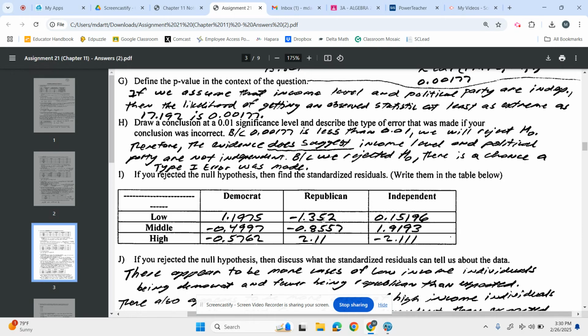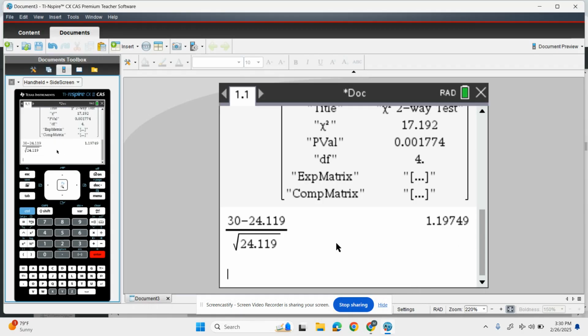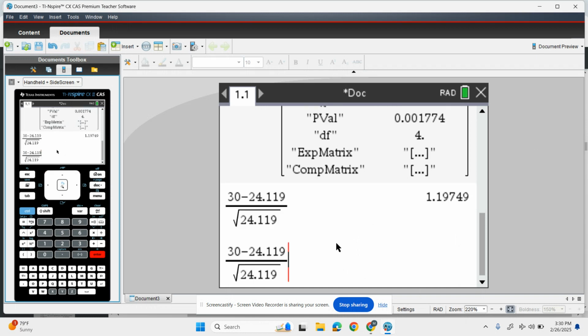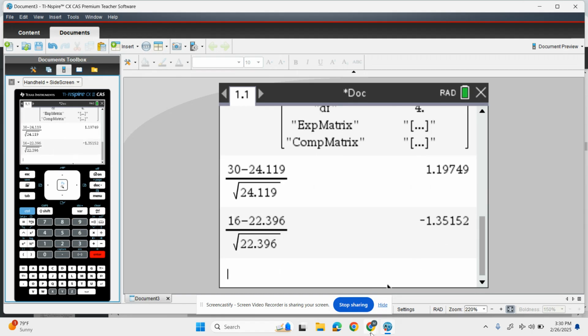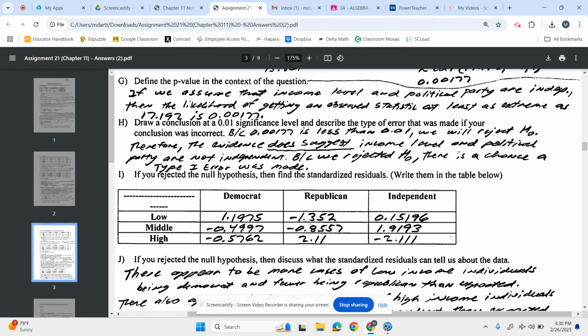I'll do one more. I'll do the Republican one right here, just to show you how to do this. So I'm going to go up here, and I'm going to just get the same thing in, but I'm going to change the number. So the Republican was 16. The expected was 22.396, and then I'm going to divide it by 22.396, and I get negative 1.35, and you can see negative 1.35.